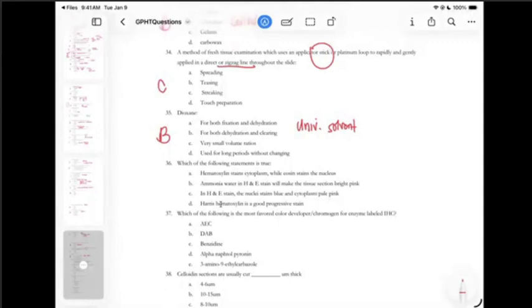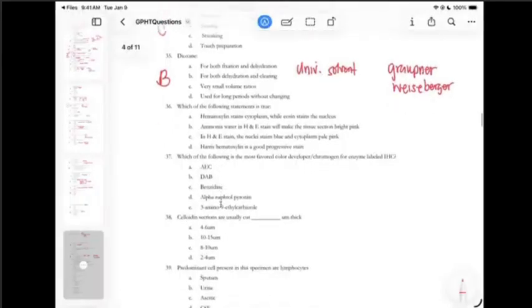And meron tayong dalawang techniques for the dioxane, yung Graupner's and Weiseberger's. So if you recall, no, yan yung may Graupner's, okay, Graupner's and Weiseberger's. So number 35, let's letter B. 36, which statement is true? So this is letter C.